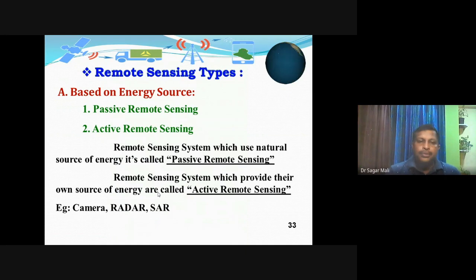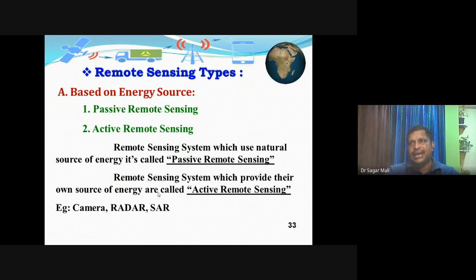Now come to the types of remote sensing. Based on the energy source, remote sensing is broadly divided into two types. Initially, the type was passive remote sensing, in which only solar radiation, solar energy, is used for the remote sensing application. That passive remote sensing has certain limitations, because it can be used only while the sun is in the sky, meaning only during the daytime, but during the night we cannot use it.